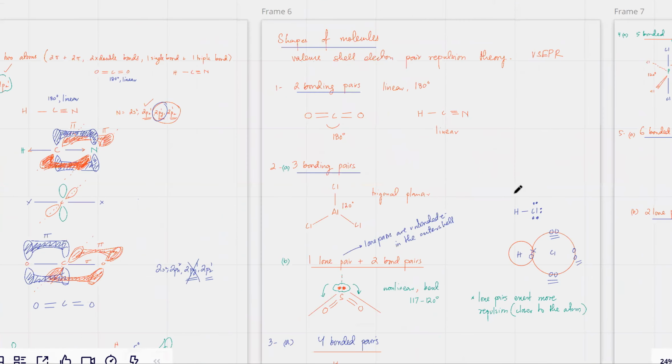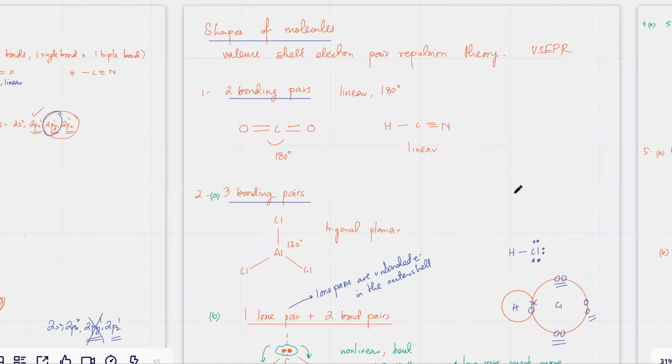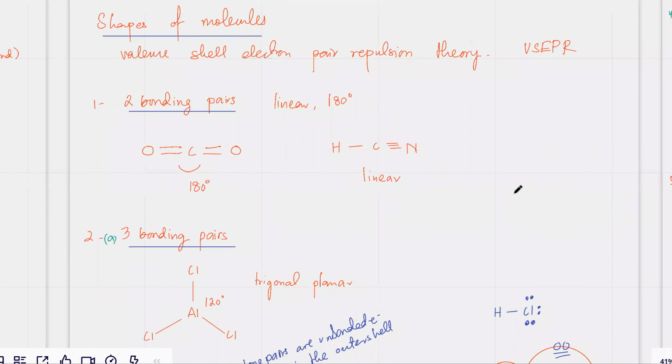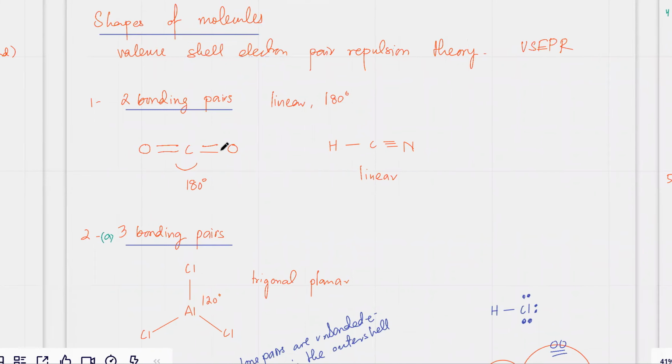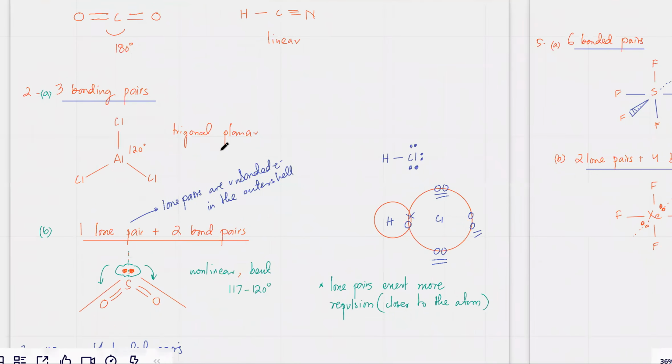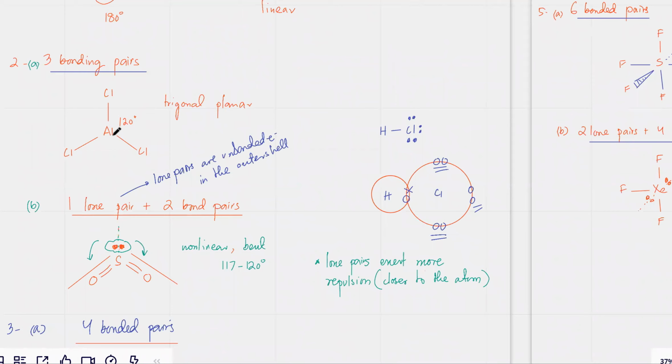So just a quick recap. Whenever you see 2 pairs of bonded electrons in an atom, that's linear, 180 degrees. Whenever you see 3 bonded pairs, the shape around the central atom is going to be fan-shaped, 120 degrees. Sometimes you will still see 3 pairs of electrons, except that 1 of them would be a lone pair and 2 of them would be bonded pairs. So the shape would be kind of similar, except that it's going to be bent because the third part is missing.